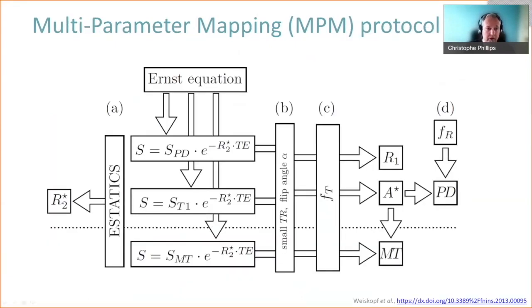So here I'll focus mainly on data coming from the MPM protocol, where the Ernst equations are fitted to each and every voxel in order to estimate the parameters of interest, the MR parameters of interest, like the relaxation rates and the magnetization transfer and proton density.